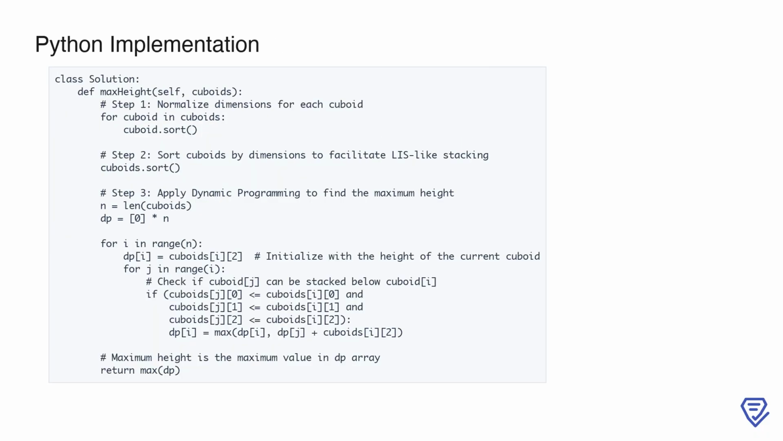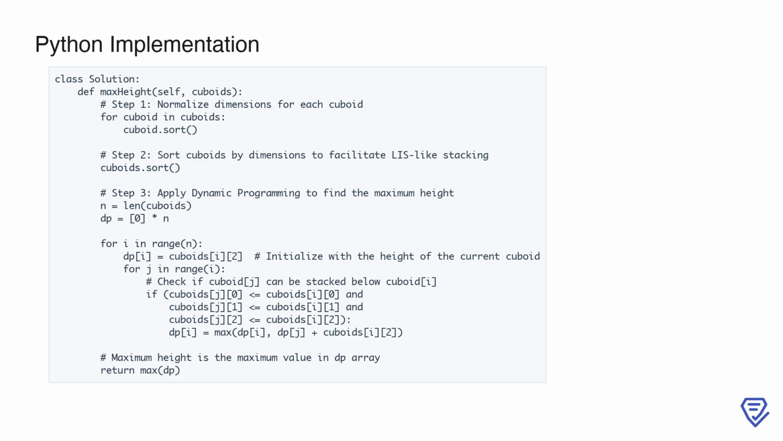This Python implementation solves LeetCode problem number 1691, Maximum Height by Stacking Cuboids, using a dynamic programming approach. The goal is to maximize the height of a stack of cuboids, where each cuboid can be rotated, and stacking follows specific dimension constraints.